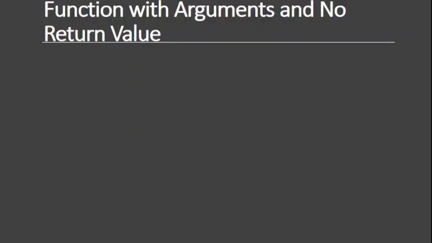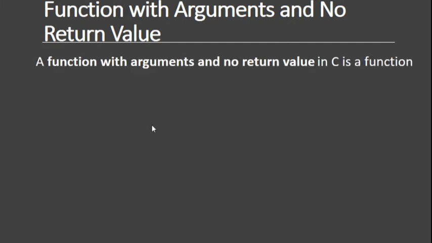In this class, I am going to explain about function with arguments and no return value. In the previous video, I explained about function with arguments with return values. Here, the second category of user-defined function is function with arguments and no return value.